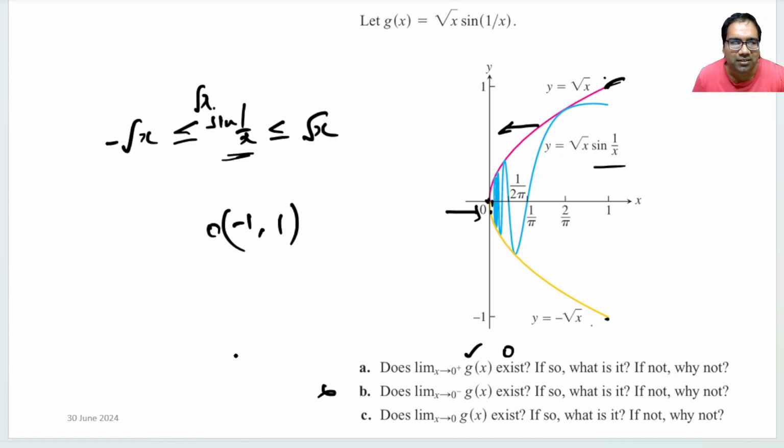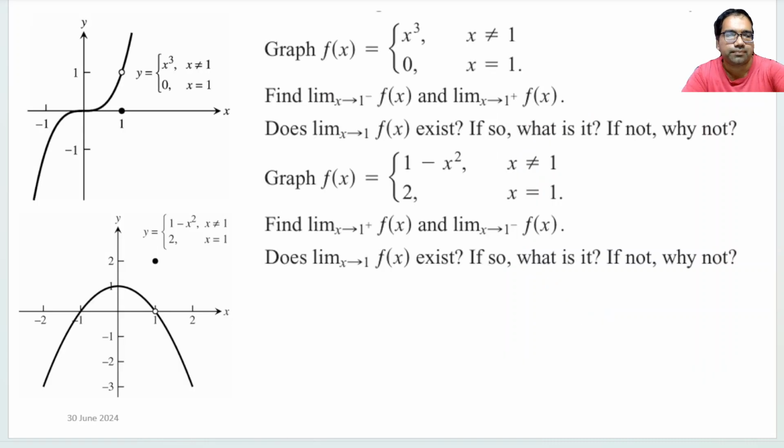Now, here, does the overall limit as x tends to 0 exist? It doesn't exist because for it to exist, we want the right hand limit to be equal to the left hand limit. The left hand limit is not possible, so this also doesn't exist. Right. Now let's take another case.